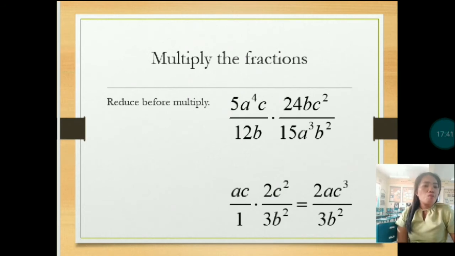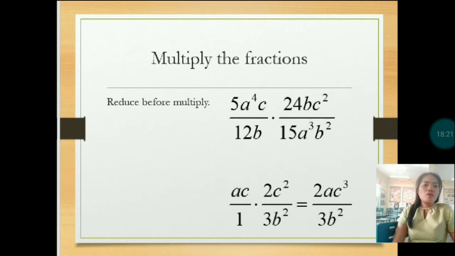So we have 1 as the denominator of the first rational expression. Then 24bc squared divided by 12b, we have 2c squared. Okay? So we now have our new expressions, ac over 1 times 2c squared over 3b squared. So it's easier for us if we reduce before we multiply. So we are dealing again with smaller values. So we have ac times 2c squared, you have 2ac cubed. Then 1 times 3b squared, you have 3b squared.